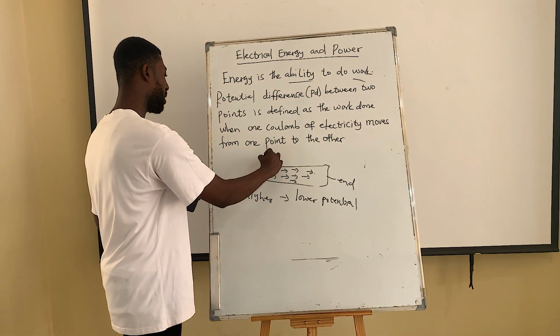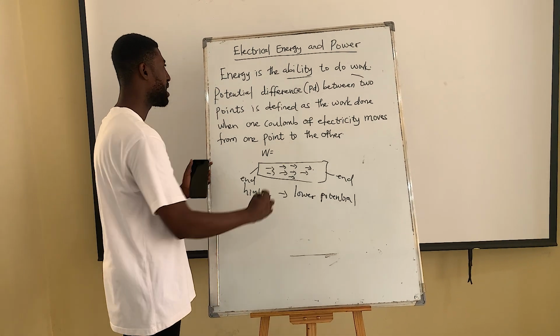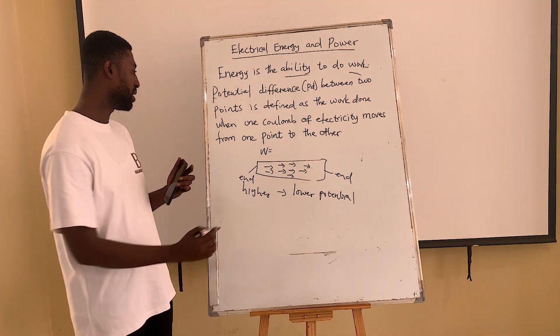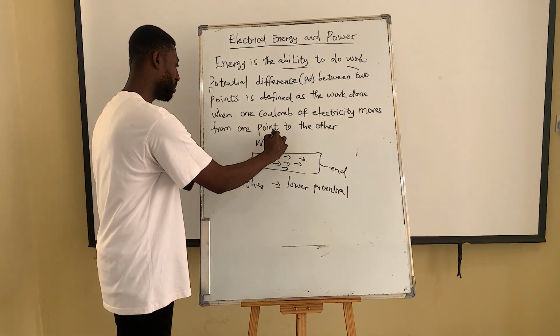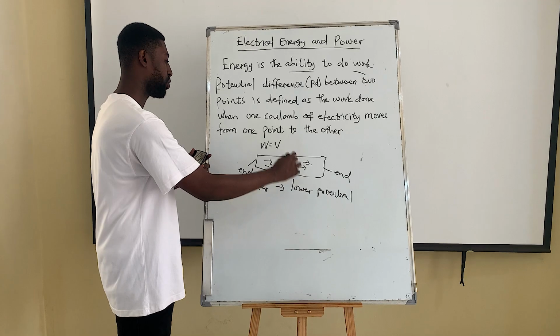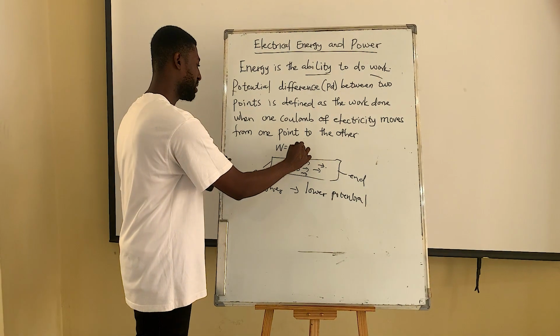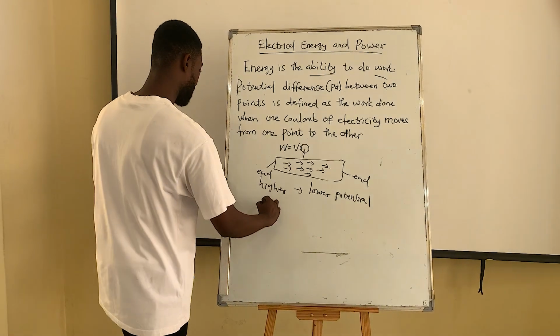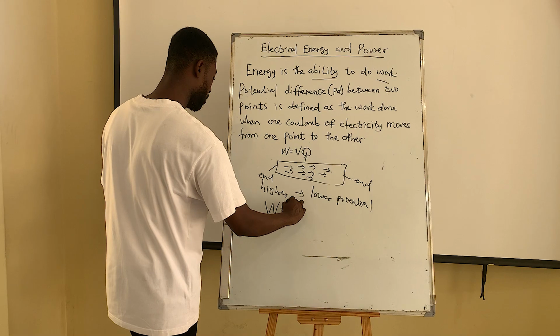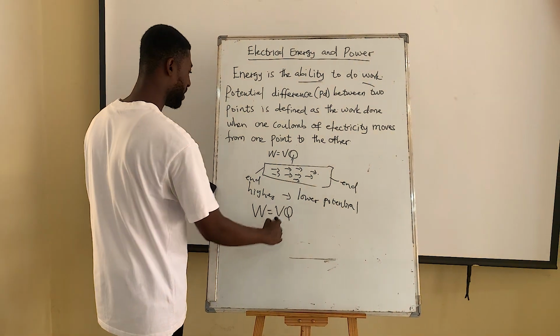So if you want to calculate the work done, remember here work done is the same as energy. So the work done will be equal to your potential difference, which is across the conductor, times charge. So we can have W equal to VQ, where V is equal to what?